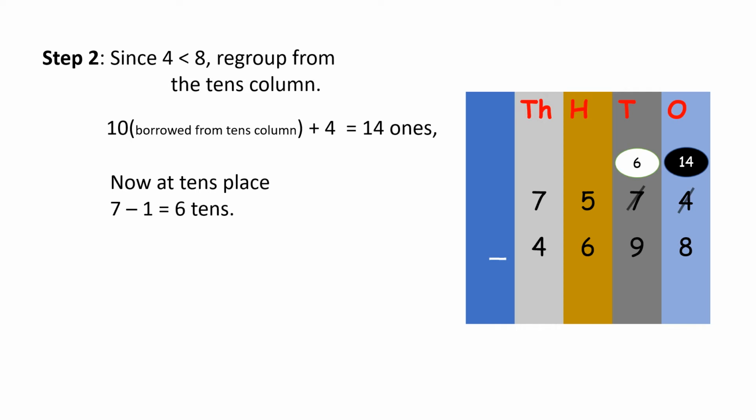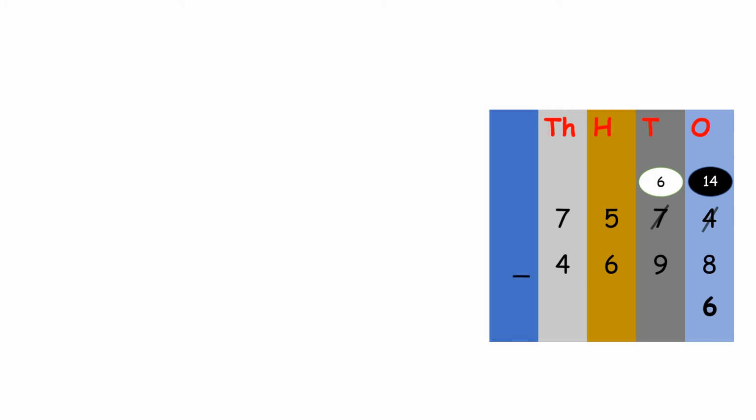Now we can subtract. Here we have to subtract 8 from 14. So what is our answer? 14 minus 8 is equal to 6. Now we can go to the next place value, that is tens place digit. So in the tens place value we have to subtract 9 from 6. Here also 6 is less than 9, so we have to borrow 100 from this next hundreds column.